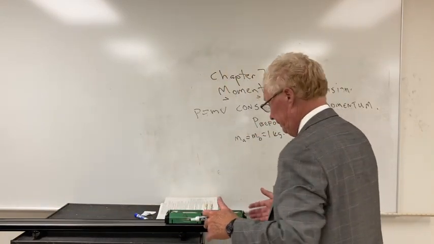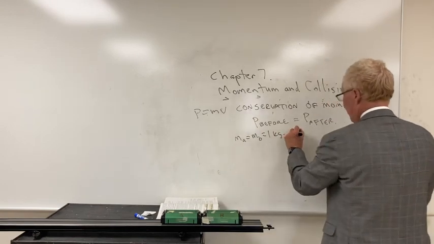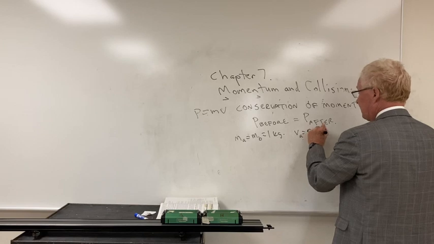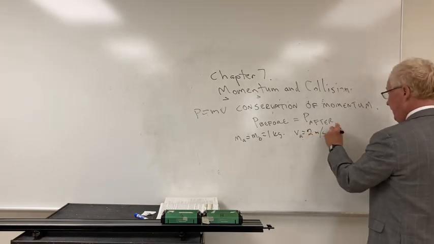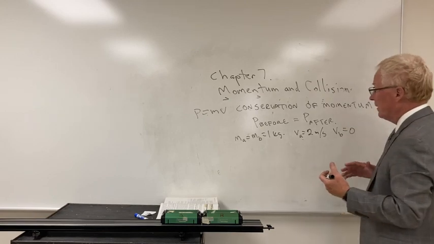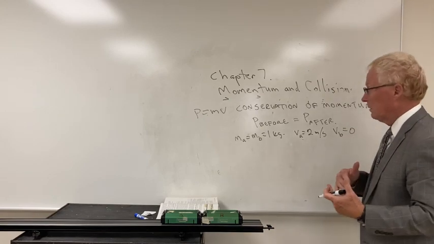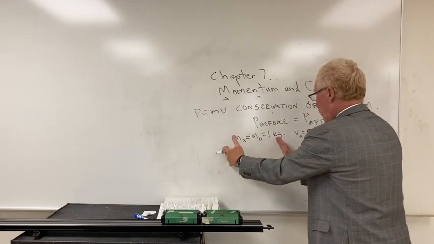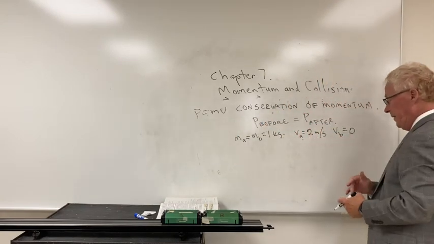All right. So V of A, we'll say is 2 meters per second, just to make it simple. V of B before is 0. All right. So conservation before and after. And the way this works is the sum of the momentum before equals the total momentum afterwards.